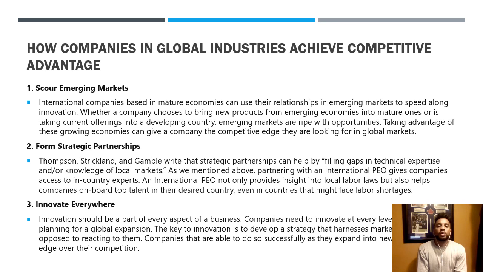So how do companies in global industries achieve competitive advantage? If you're a company that is global, so you're in different countries, not just one country, how do you achieve competitive advantage? These are just a few ways. You scour emerging markets. International companies based in mature economies can use their relationships in emerging markets to speed along innovation. Whether a company chooses to bring new products from emerging economies into mature ones or is taking current offerings into a developing country, emerging markets are ripe with opportunity.